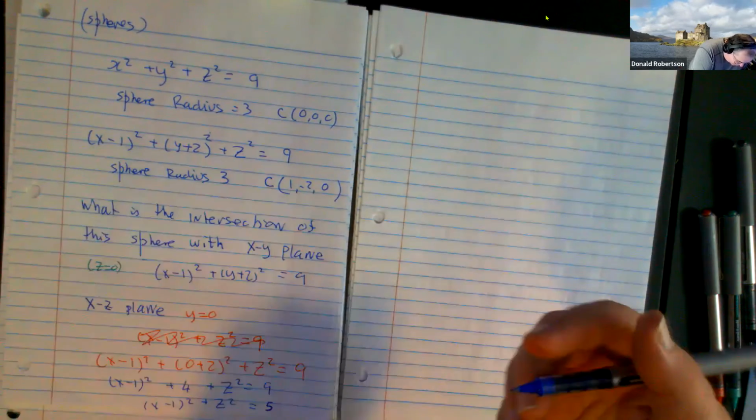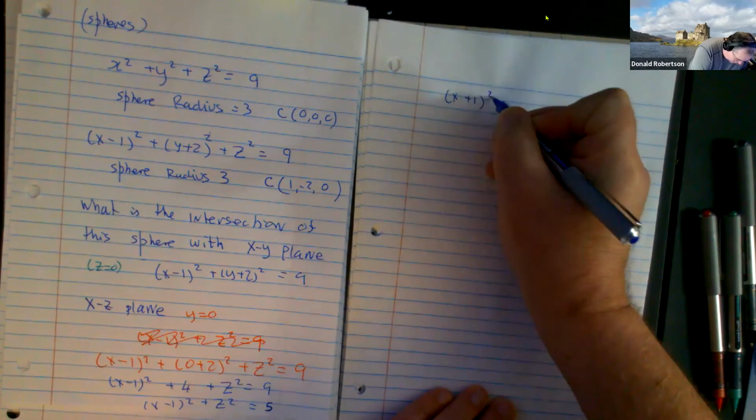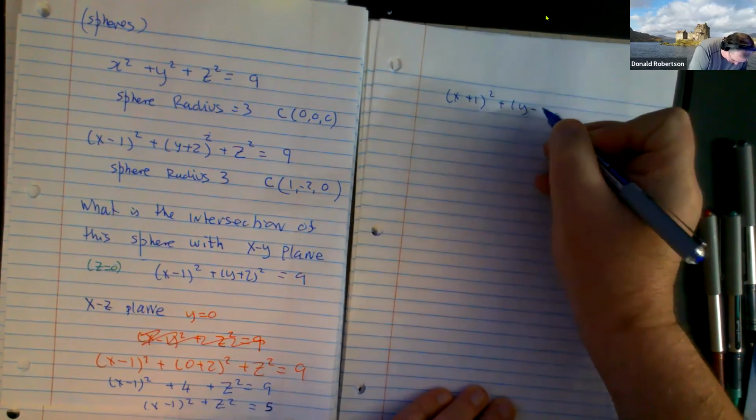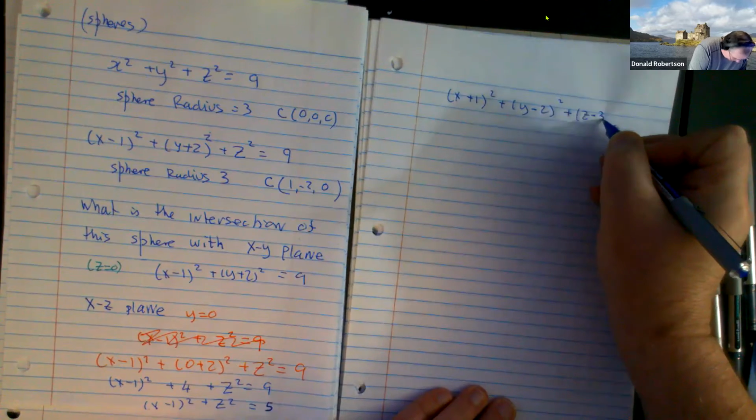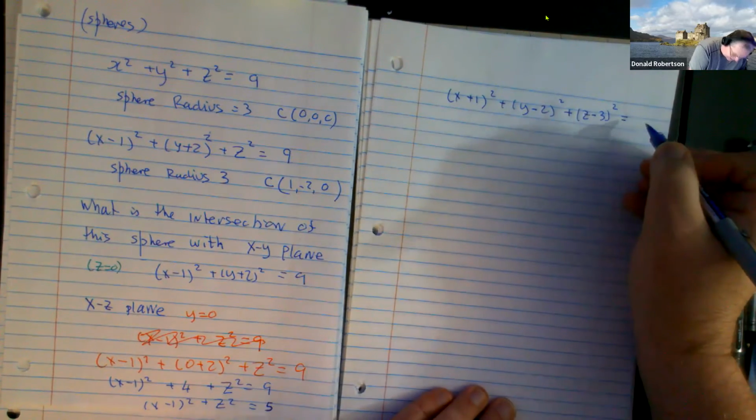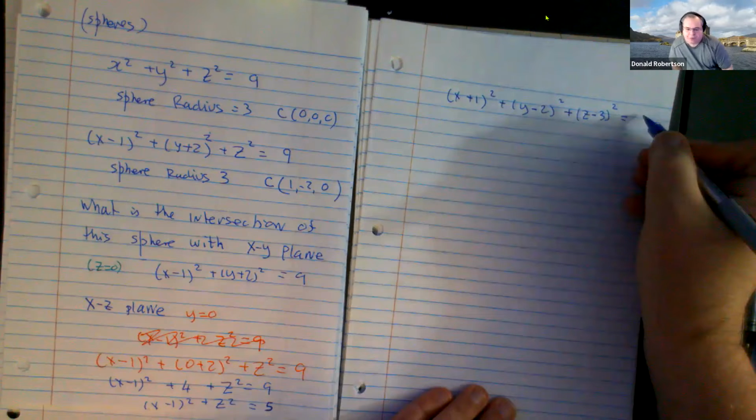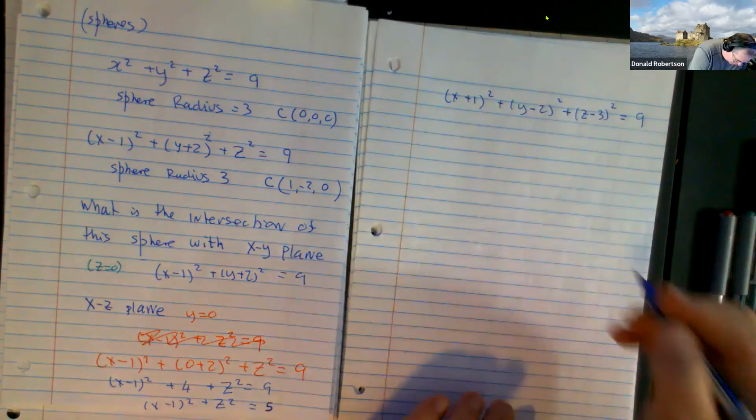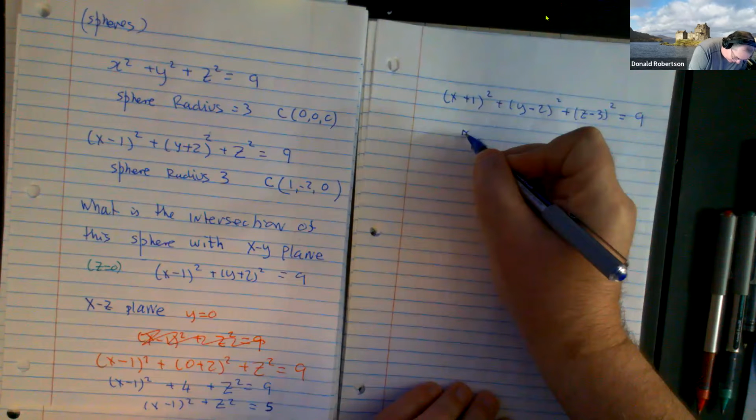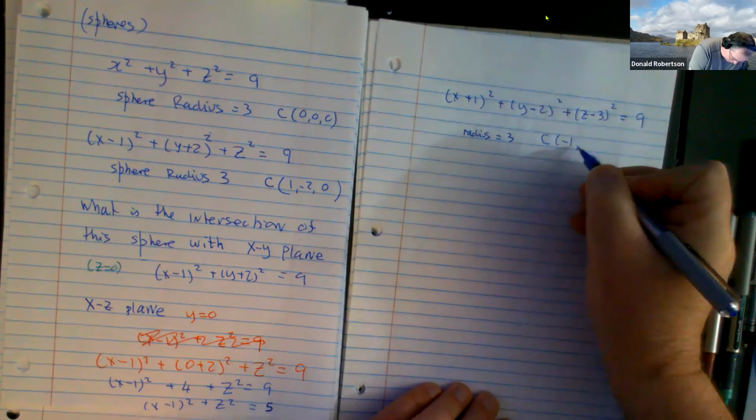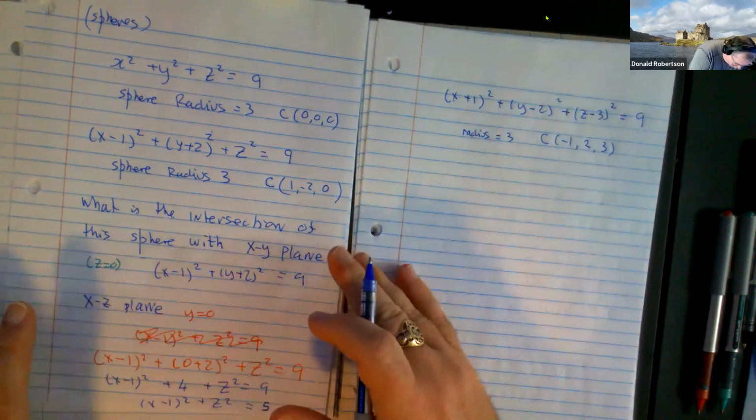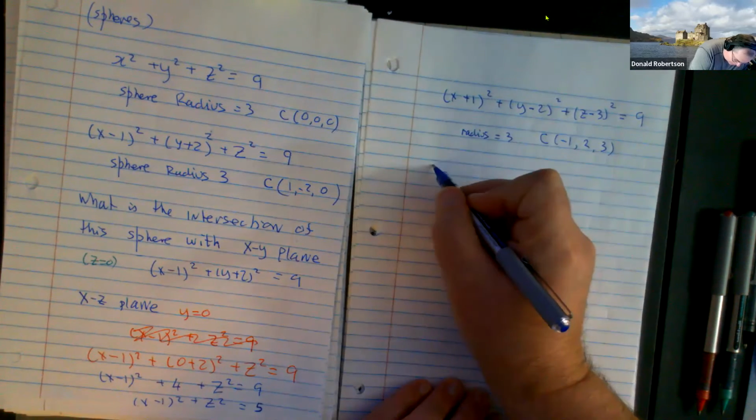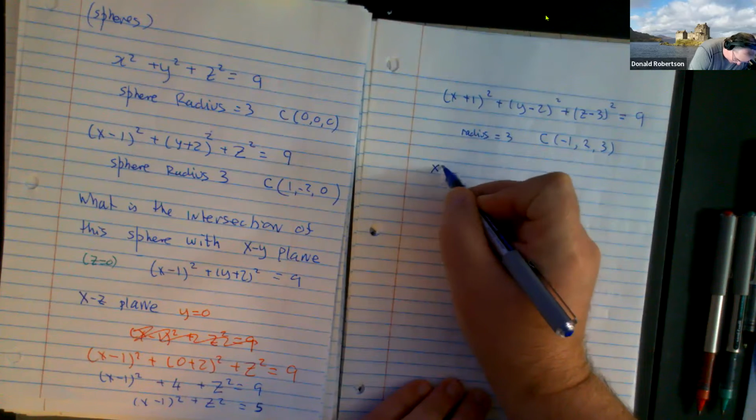But I want to do another one of them and see if I can make something weird happen. We're going to do x plus 1 squared plus y minus 2 squared plus z minus 3 squared, and we're going to make it 9. So this would be a sphere, radius 3, and the center would be -1, 2, 3. That's the easy part. Let's go hunting for what this would look like if you did the XY plane first.